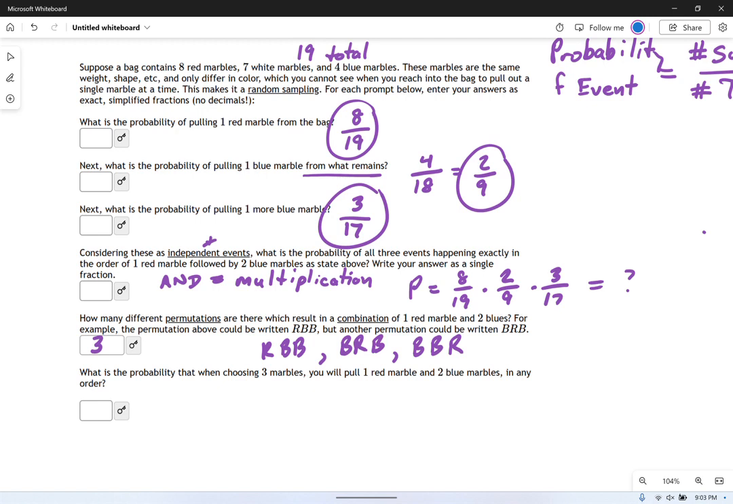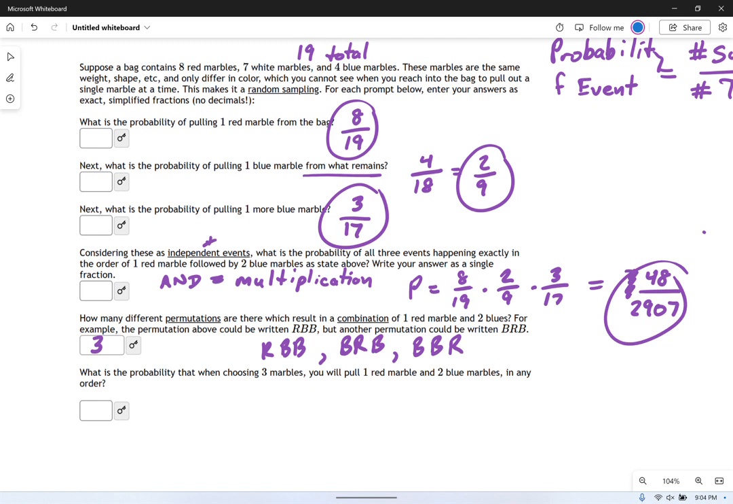And you know what? I really should just calculate what that is. 8 times 6. So this is going to be 48 over 19 times 17 times 9. Really big number. 48 over 2,907. That's the probability of red, blue, blue. And it's also the probability of blue, red, blue, and of blue, blue, red.